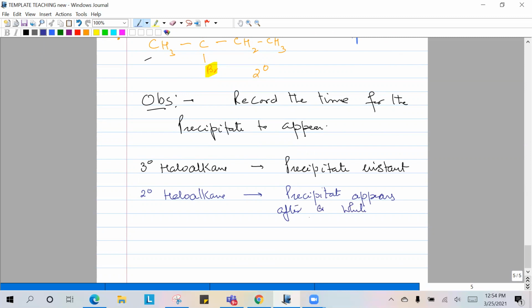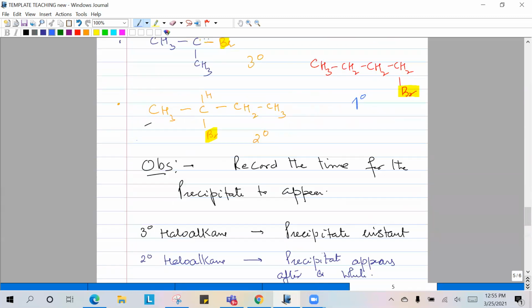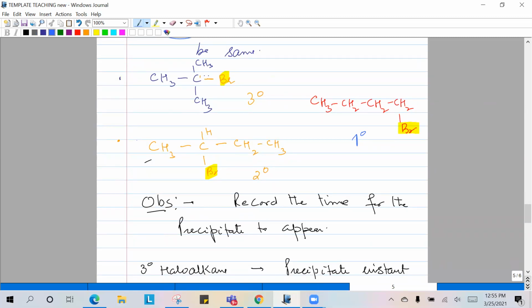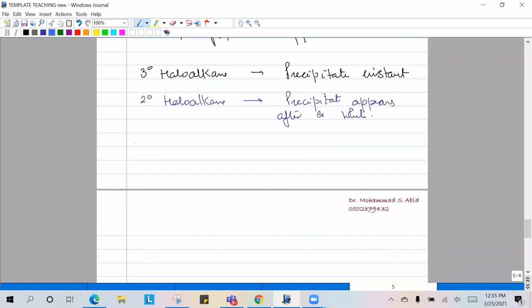And if you keep it, it becomes more. Initially there will be very little, some sort of slight precipitate. If you leave it for a longer time, more and more precipitate will appear. So it is taking time for the reaction to be complete, and that is why it is taking time for the precipitate to appear. And what is that precipitate? If you have taken a bromo over here, in all these cases you are getting a cream precipitate. If you have taken an iodo, you will be getting the yellow precipitate. So the color of the precipitate will be the same, but it will take a little longer than tertiary.